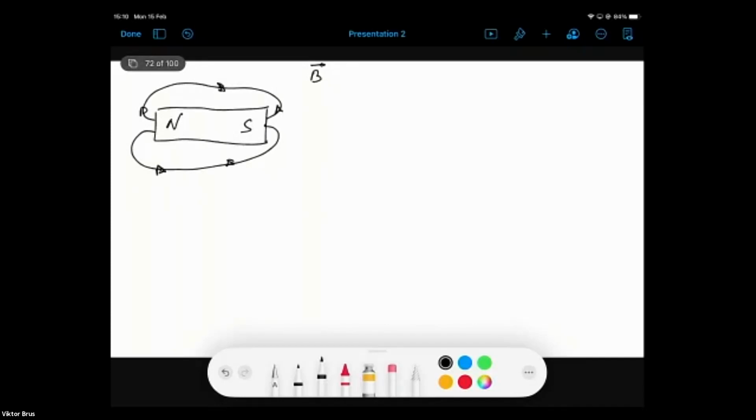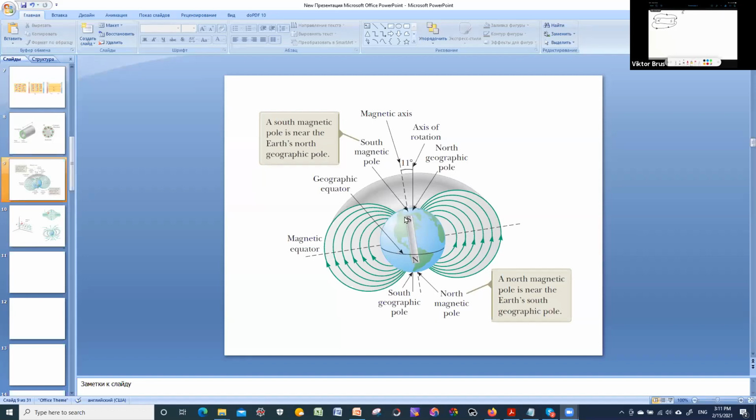Also keep in mind that the orientation of magnetic poles is opposite to the orientation of geographic poles of our planet Earth. If we switch to this slide, you can see that the South magnetic pole is actually located quite close to the North geographic pole of the planet Earth. On the contrary, we have the South geographic pole next to the North magnetic pole. And here at the North magnetic pole, these lines of magnetic field originate and they terminate in the area of the south magnetic pole.